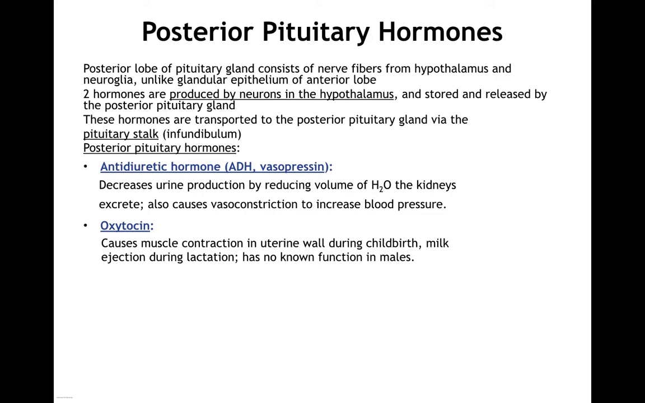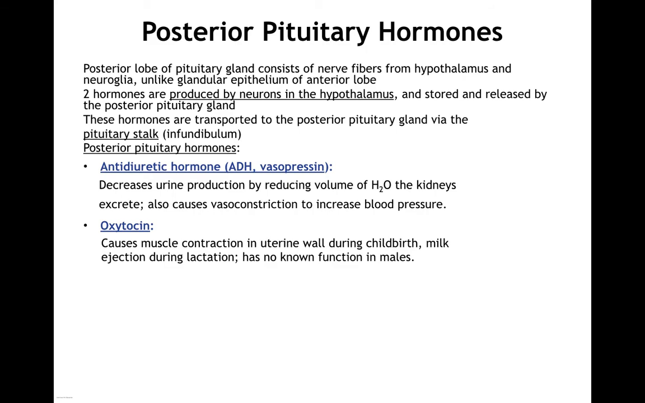Posterior pituitary hormones. The posterior lobe consists of nerve fibers from the hypothalamus and neuroglia, not glandular like we had in the front, the anterior. Two hormones are produced by neurons in the hypothalamus. They are then stored and released by the posterior pituitary gland, and they are transported to the posterior pituitary gland through the pituitary stalk, or the infundibulum. Those hormones are antidiuretic hormone, ADH, also called vasopressin, and oxytocin.